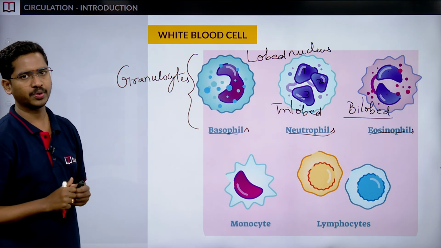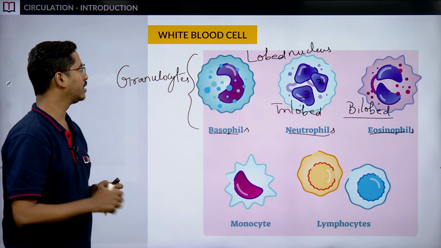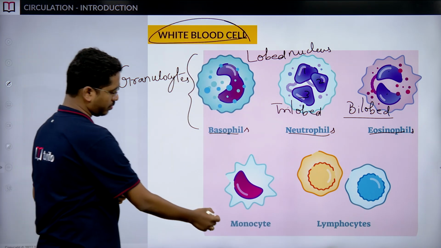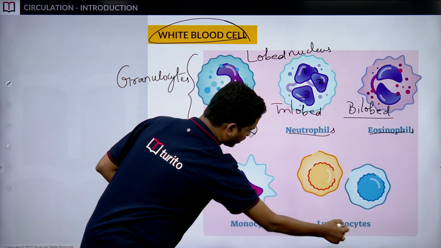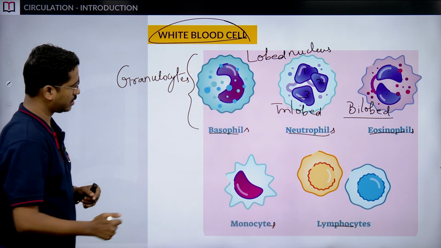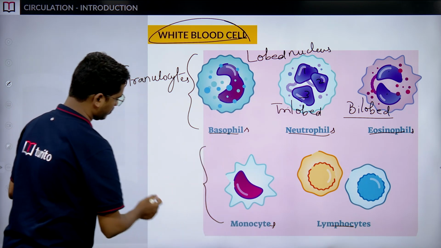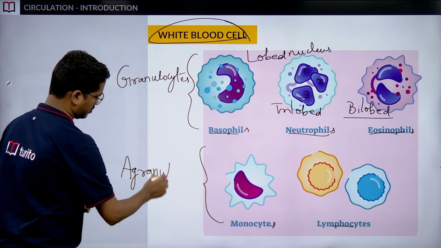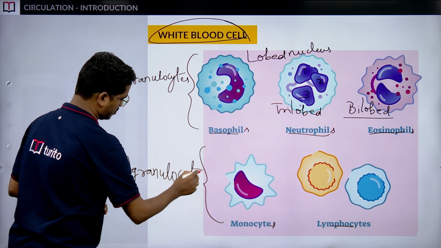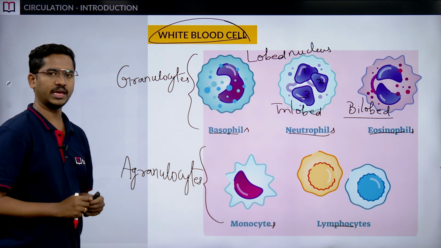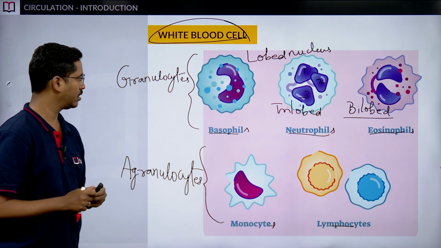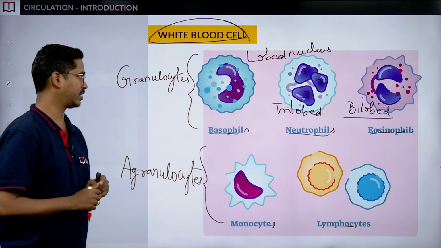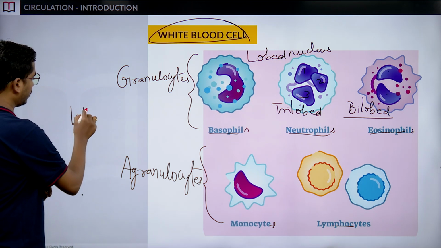Granulocytes are one of the types of WBCs. Coming to the below ones, that is monocytes and lymphocytes, they are known as agranulocytes. So, granulocytes and agranulocytes. This is a further classification of the WBCs we have.